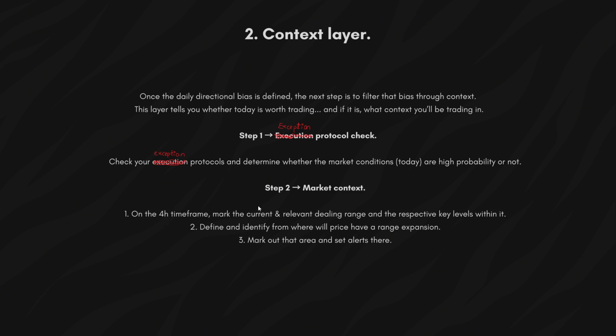So in this second step, you mark out the current 4 hour dealing range, you spot the respective key levels inside that dealing range, and then you identify where price is most likely to expand from, meaning it's going to expand from a discount key level or a premium key level depending upon the context. Once you've identified that, you mark out the area on your chart and set your alerts there. You set an alarm at those key levels, and then you wait for your entry triggers. After doing that, your job is basically done for the second layer.